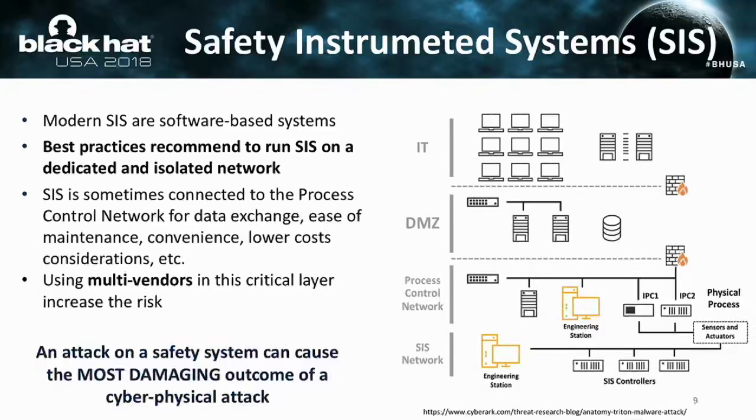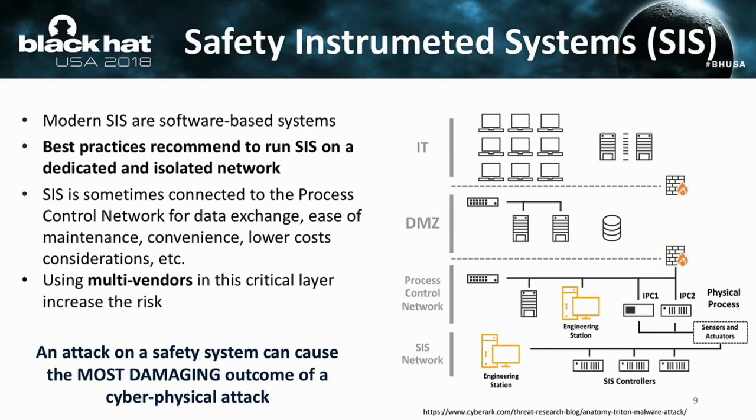And modern safety instrumented systems are software-based systems. It means they can be exploited. Therefore, since they are so critical to preventing casualties, and now especially since we know that there are threat actors which target industrial control systems, there is a strong recommendation to keep them either on an isolated network or in a well-segregated network. However, safety instrumented systems are frequently connected to the main control system, the basic process control system, for data exchange, where you can then compare data, for ease of maintenance, for convenience, and low cost.